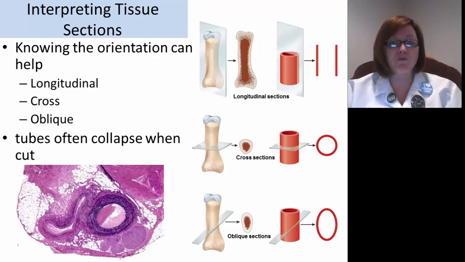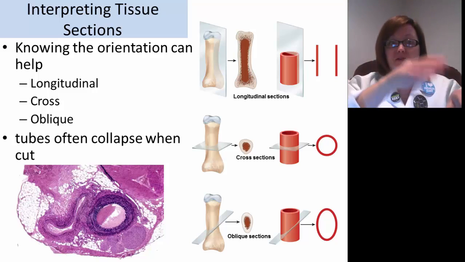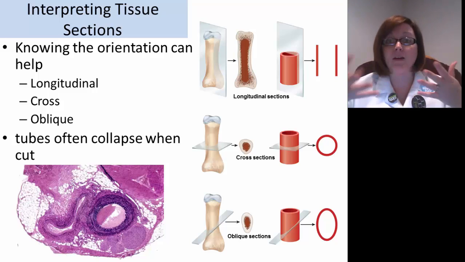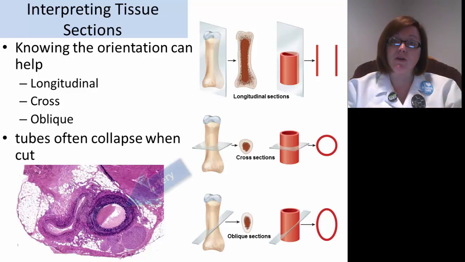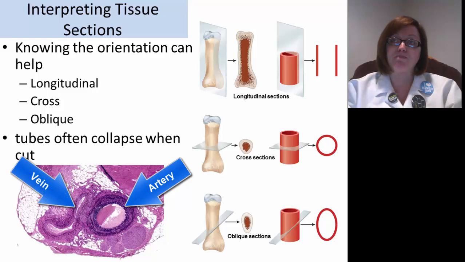And speaking of tubes, it's also important to know that a lot of times tubes collapse once they've been cut. This is because generally it's the contents of a tube that hold the tube open inside the body. So once you take the tissue out of the body and start cutting it, the contents of the tube are no longer there, like blood vessels, for example.